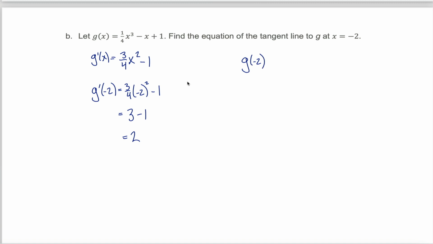It's really easy to get confused because you're calculating g prime of negative 2 and g of negative 2, and they're both going to give you numeric answers. But make sure you're keeping straight what these things mean so that you use those answers in the right spots.